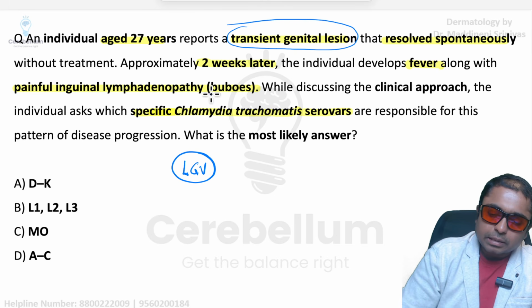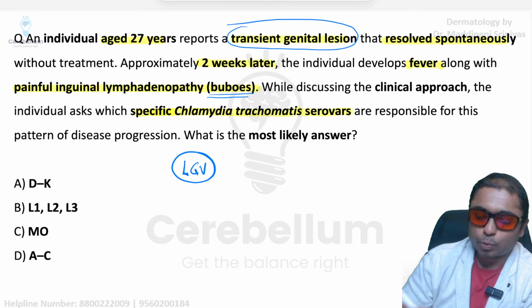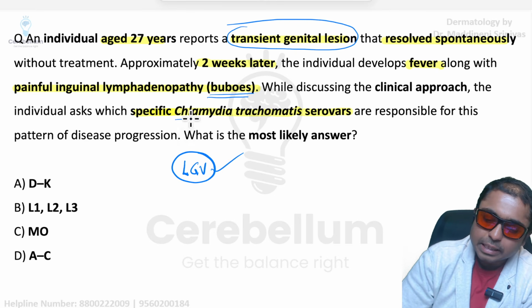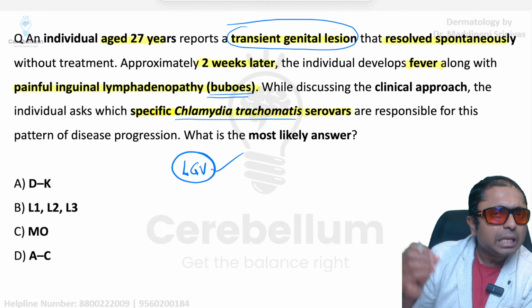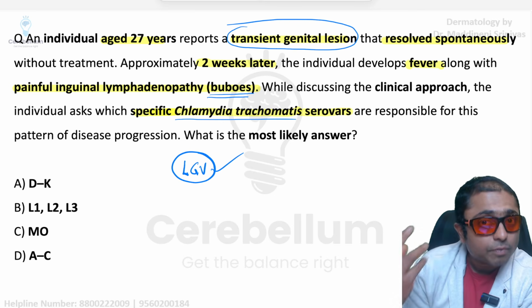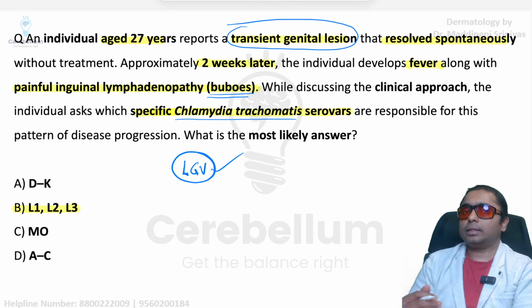And also yes, in LGV we can see the bubo. So diagnosis is LGV. So the causative organism, yes, it is Chlamydia trachomatis. So what are the serovars? LGV, lymphogranuloma venereum. So the involvement of the lymphatics is very important. So the serovars are going to be L1, L2, L3.